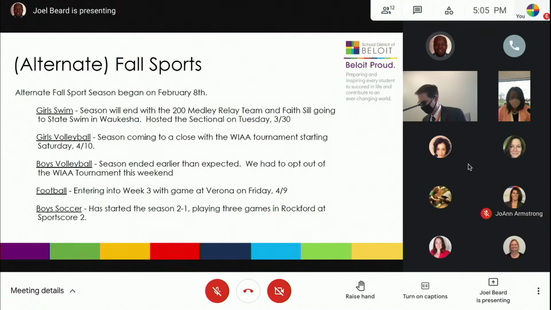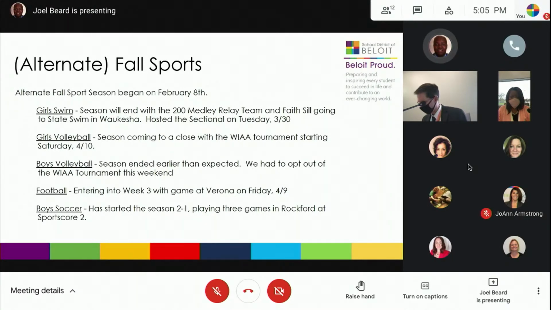Girls volleyball finished their season last Saturday in the regionals with Janesville Parker. They finished on the losing end in the regionals, so their season is complete as well. They competed hard. They were down a couple people with some vacations and things like that, but the girls absolutely competed, so I was proud of them. Boys volleyball, their season ended earlier than expected, and we had to opt out of the WIA tournament last weekend due to some COVID concerns.